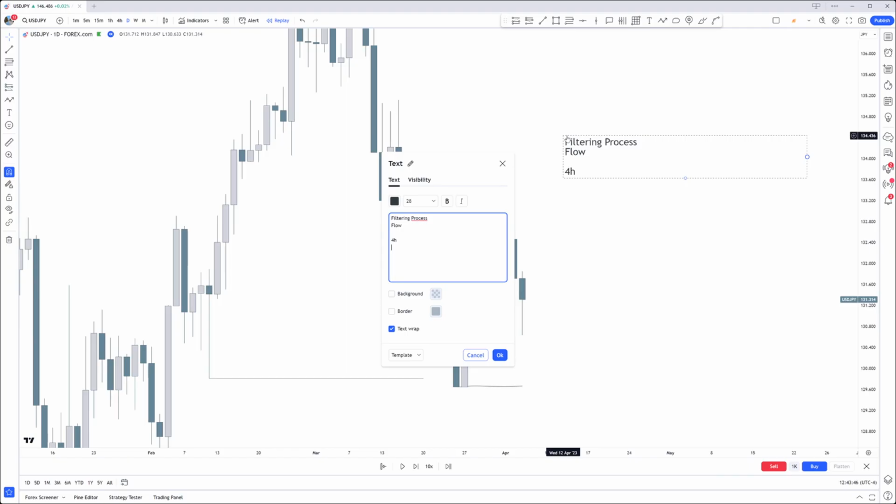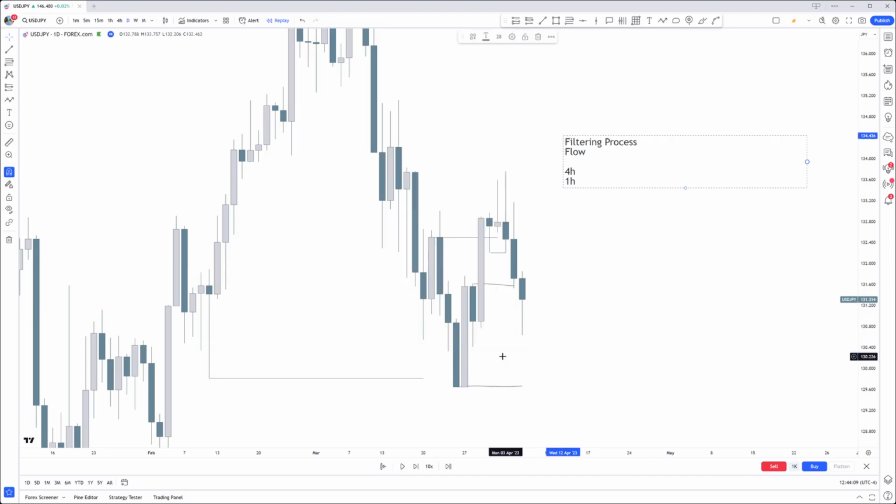Then for a flow trading plan, what I would advise is to use a 1-hour minimum. Because you're only focusing on one instrument, you can use the 1-hour. But if you're using a filtering process, you always want to use a minimum of 4 hours for your order flow. That is very important to understand.